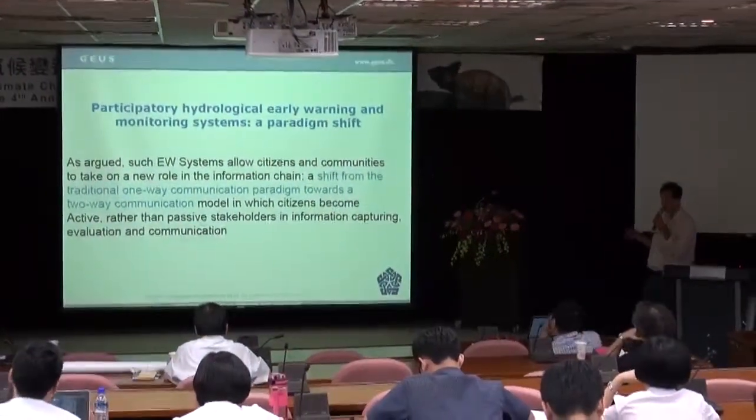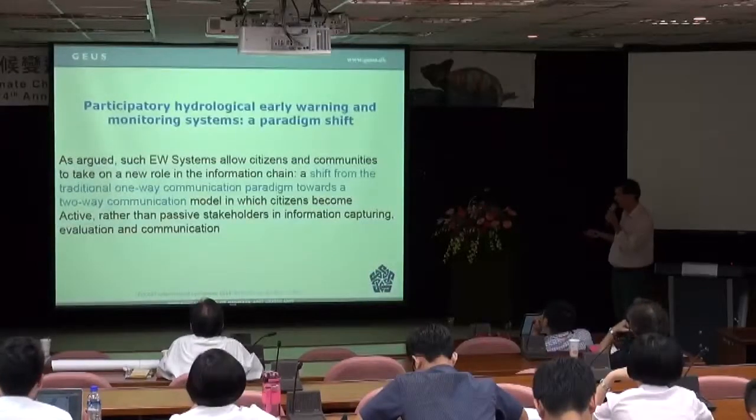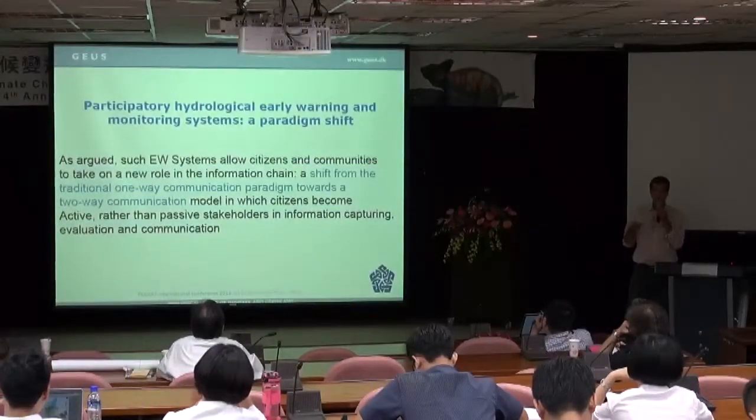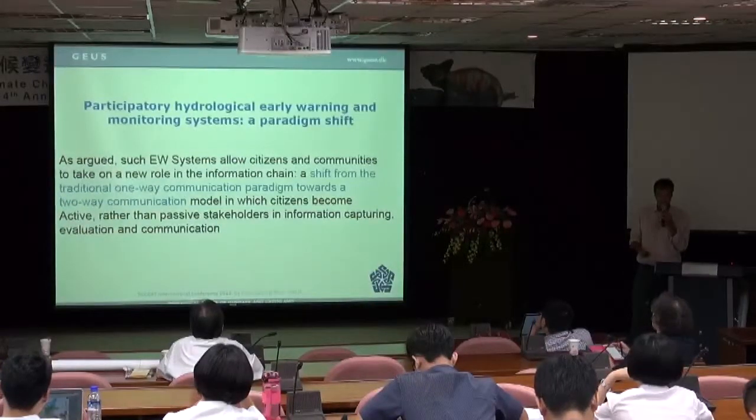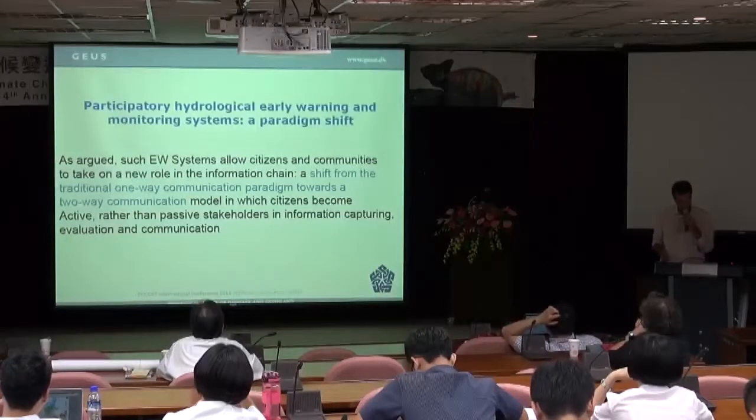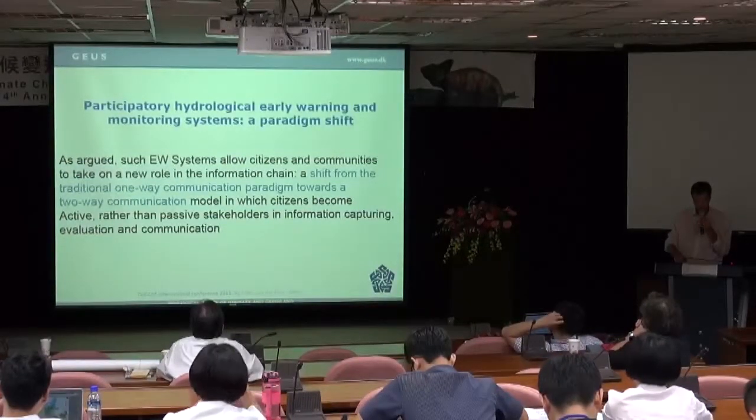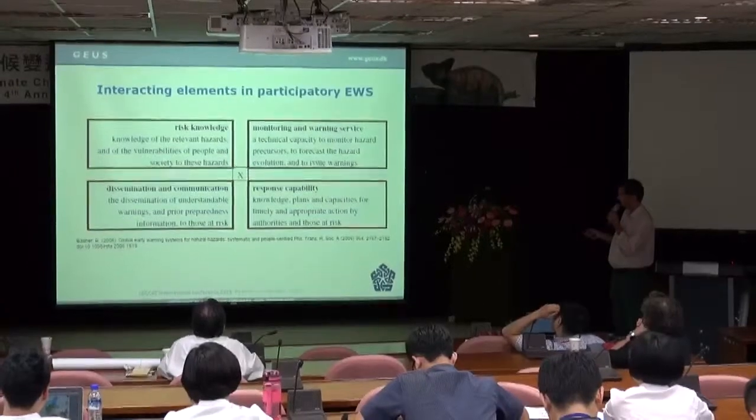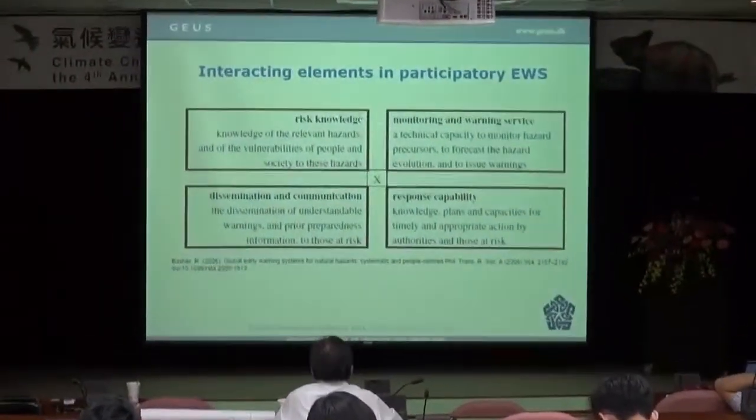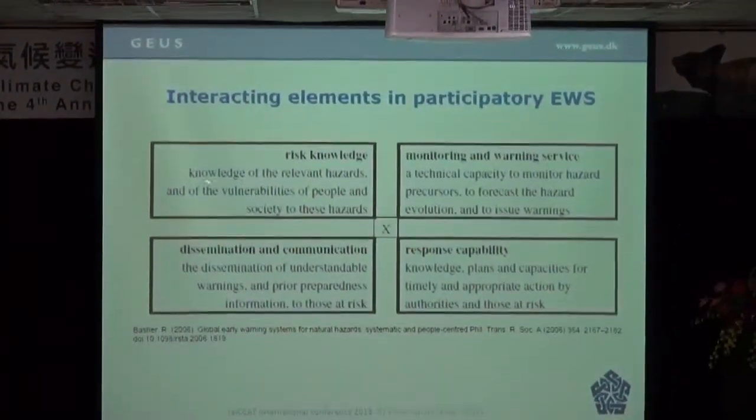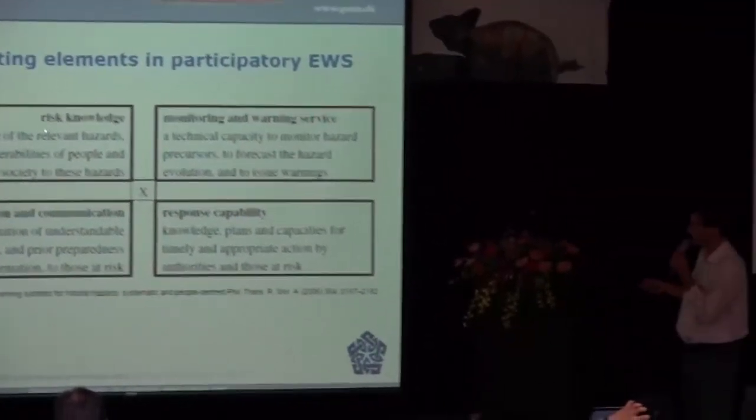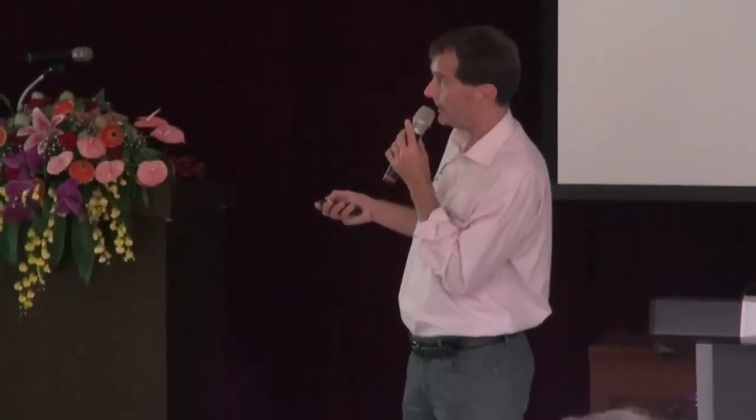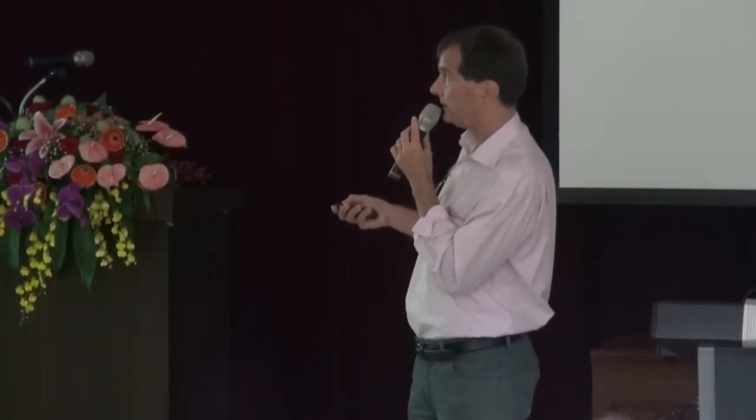I want to stress that it is a shift from one-way communication to two-way communication, and so the stakeholders will become from passive stakeholders to active stakeholders in their communication with the early warning system. This is the principle of the participatory early warning, and you can see the 4 boxes. They are all interacting, and the public knowledge for the early warning system is actually improving what is in these boxes. For instance, the risk knowledge, so the knowledge of the relevant hazards, is best known by the local people, and so that is incorporated in this early warning system.